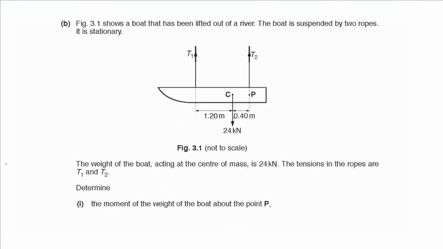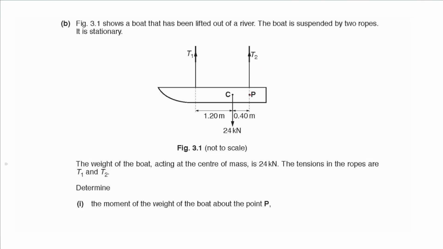Part B says figure 3.1 shows a boat that has been lifted out of a river. The boat is suspended by two ropes. It is stationary, so it is in equilibrium. The weight of the boat acting at the center of mass is 24 kilonewtons. The tensions in the ropes are T1 and T2. Determine first the moment of the weight of the boat about point P.